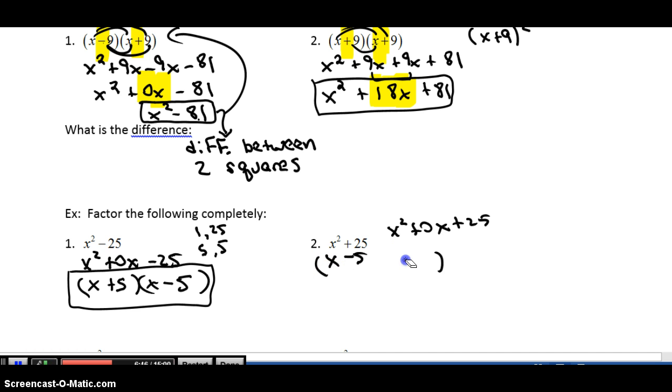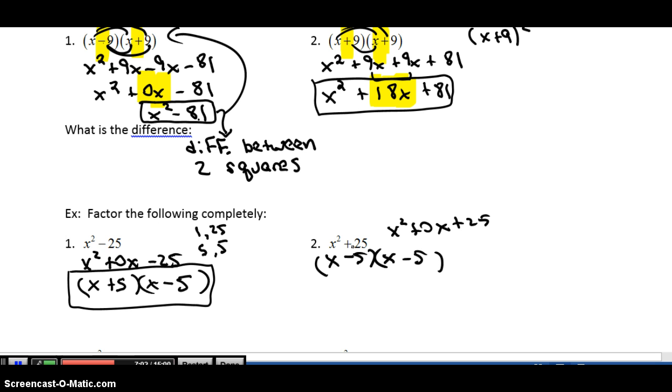Oops. That's really bad. Sorry about that. Just noticed I should put the x there. So if I try minus 5 and minus 5, I get x squared minus 5x minus 5x. Now I get a negative 10x in the middle. So there's no way to factor the sum of two squares.